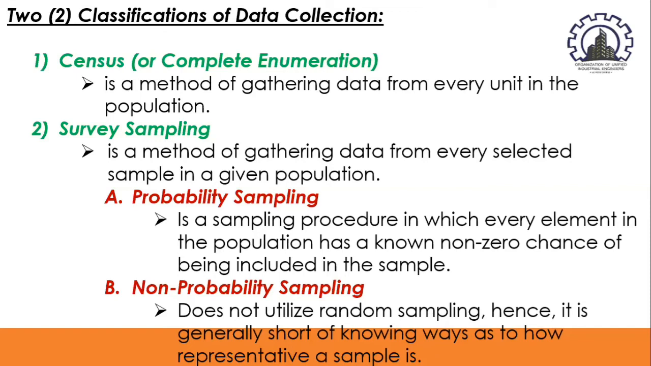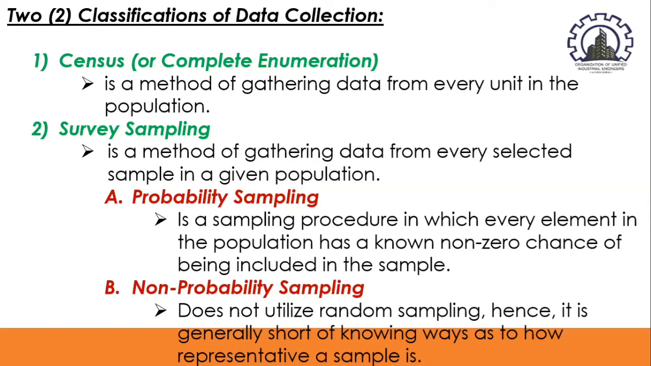And in most cases, many researchers utilize survey sampling because it reduces cost. It has greater scope, speed, and accuracy as well. Now, survey sampling can either be probability sampling or non-probability sampling. Probability sampling is a sampling procedure in which every element in the population has a known non-zero chance of being included in the sample selection.